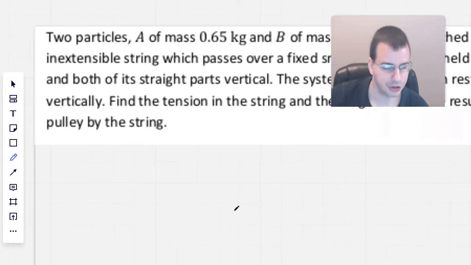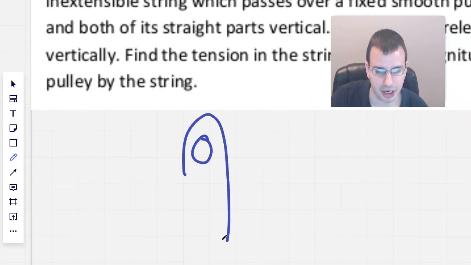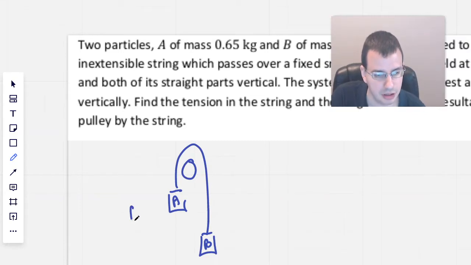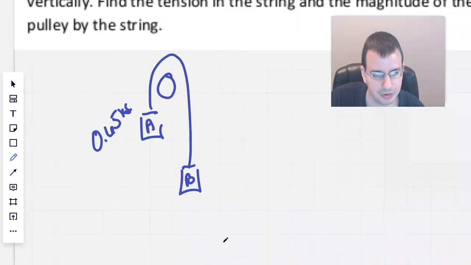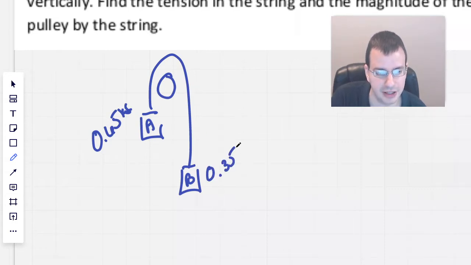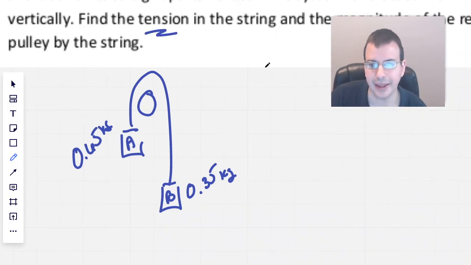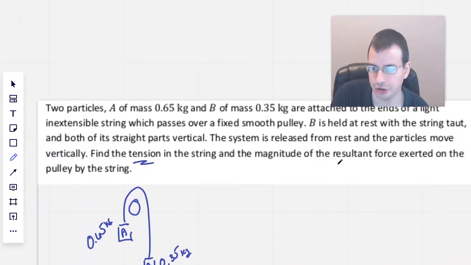Okay, so I'm first going to draw this out. I'm going to draw the pulley, and I'm going to use boxes just because I prefer boxes to particles, but the concept is the same. So we have one box, which is 0.65 kilograms. We have another one, which is 0.35. And we want to find the tension in the string, and the magnitude of the resultant force on the pulley. So I'm going to just write resultant force pulley. Okay, I'll finish up the line.